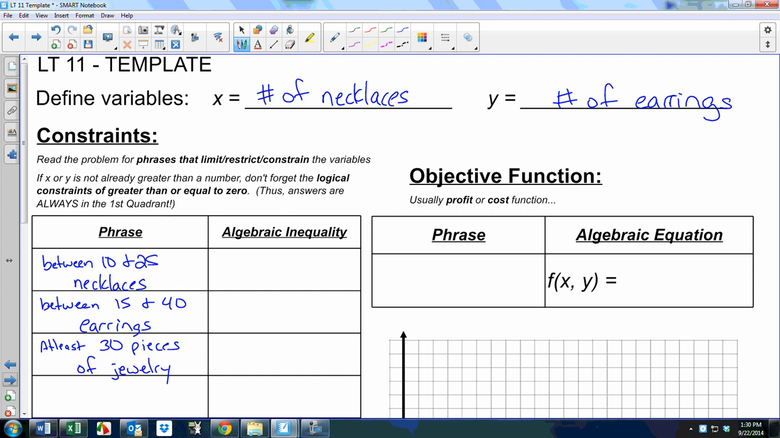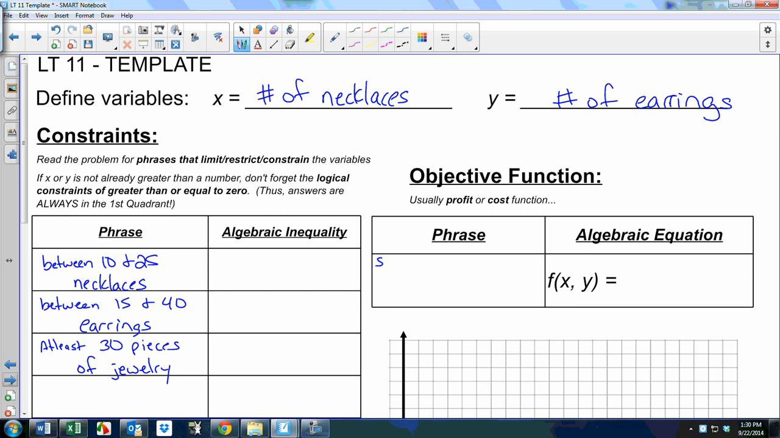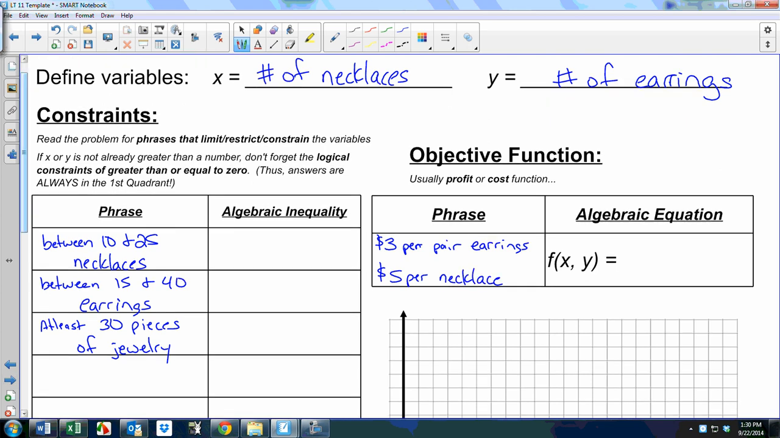The last 2 pieces of information from the word problem, $3 profit for earrings and $5 for necklace. That goes over on the other table because it's talking about profit. It's talking about money. So $3 per pair of earrings, and $5 per necklace. All right, now we've got all the information where it needs to go. We just need to write an inequality for each phrase.